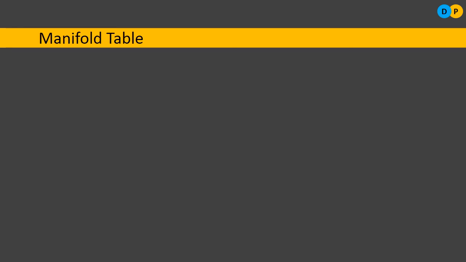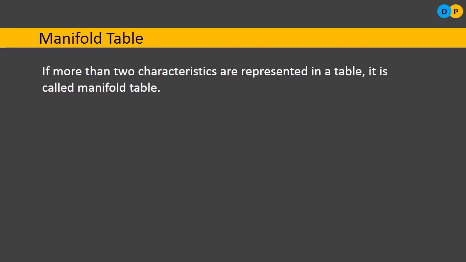Next, manifold table. So what do you mean by manifold table? If more than two characteristics need to be presented. If I want to represent more than two characteristics, let us say we want to represent occupation, sex, and their marital status, whether they are married or single, now there are three characteristics. If there is a situation demanding us to represent more than two characteristics, then that can be represented via a manifold table. So what is a manifold table? If more than two characteristics are represented in a table, it is called a manifold table.